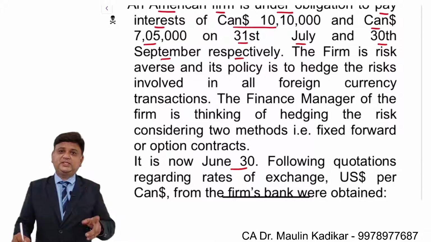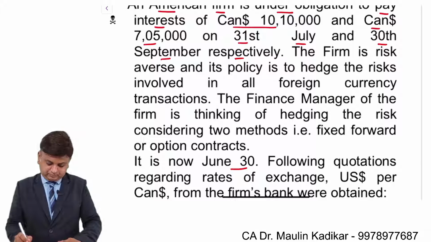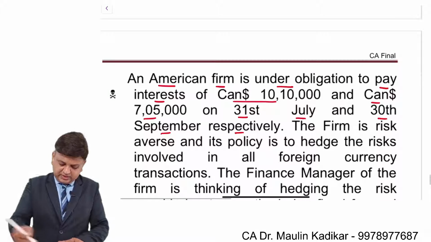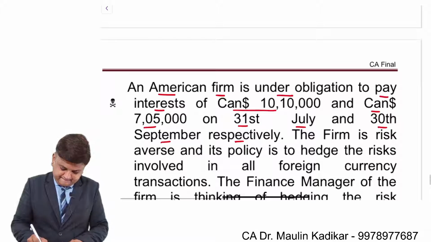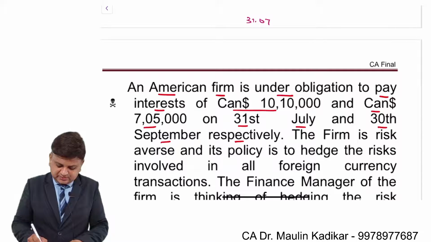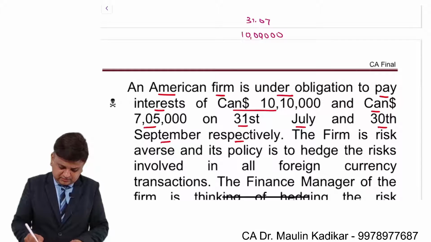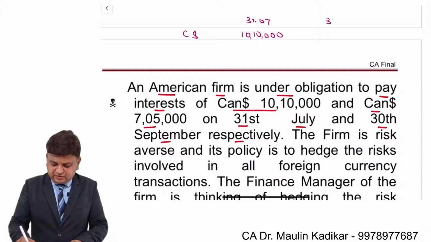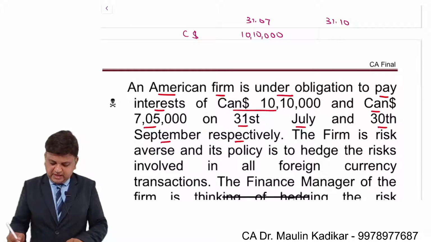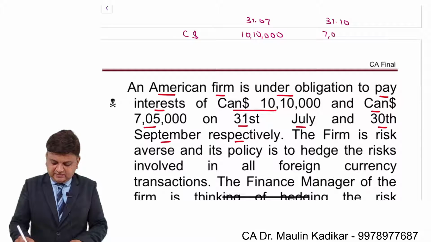So there are two dates that they have provided, and on these two dates the payment is required to be made. One is 31st of July. On that date the payment is supposed to be made: 10,10,000 Canadian dollar, and another is 30th of September, and on that date it is 7,05,000 Canadian dollar.